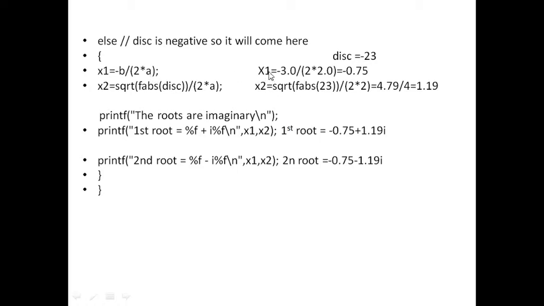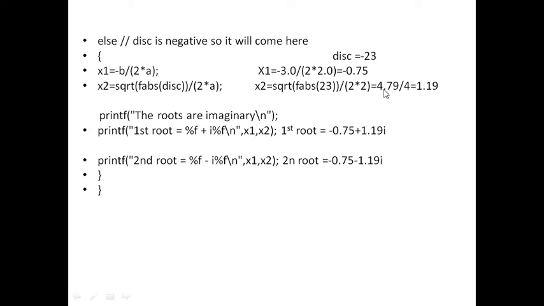So let's solve this problem. X1 is equal to minus 3, since the B value is 3, divided by 2 into 2.0, that is equal to minus 0.75. And then X2 is equal to the square root of the absolute value of disc divided by 2 into A. So the square root of the absolute value of minus 23. When you take the absolute value, the negative is not considered, so it becomes 23 divided by 2 into 2.